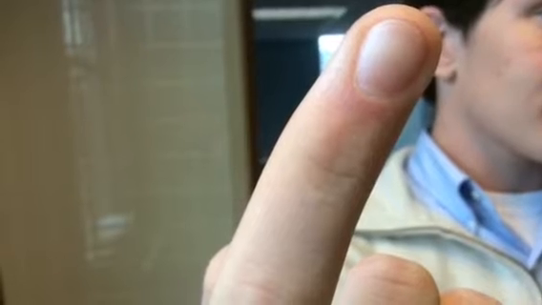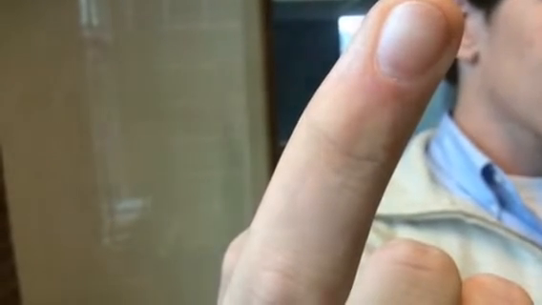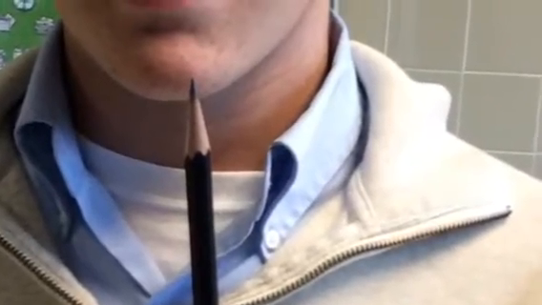An example of a centimeter is the width of a fingernail. Isn't that cool? An example of a millimeter is a pencil tip. An example of a meter would be a guitar.